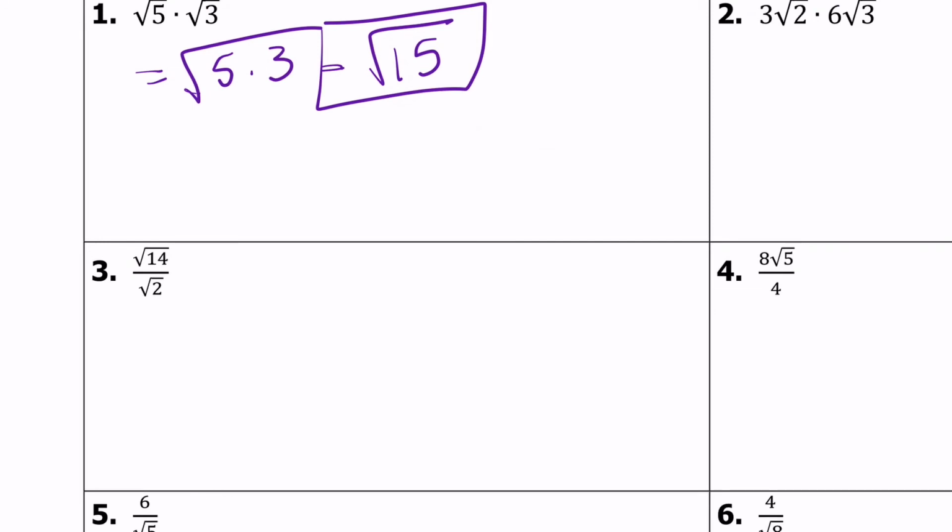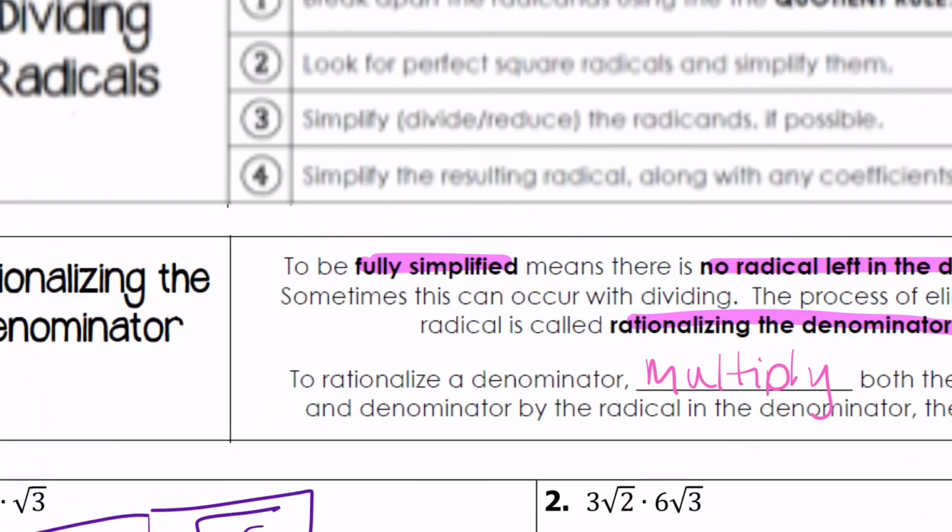Notice I didn't have any coefficients in front of these. Number 2 does, so I'll let you think about what you're going to do with those based on what the directions say up top here.